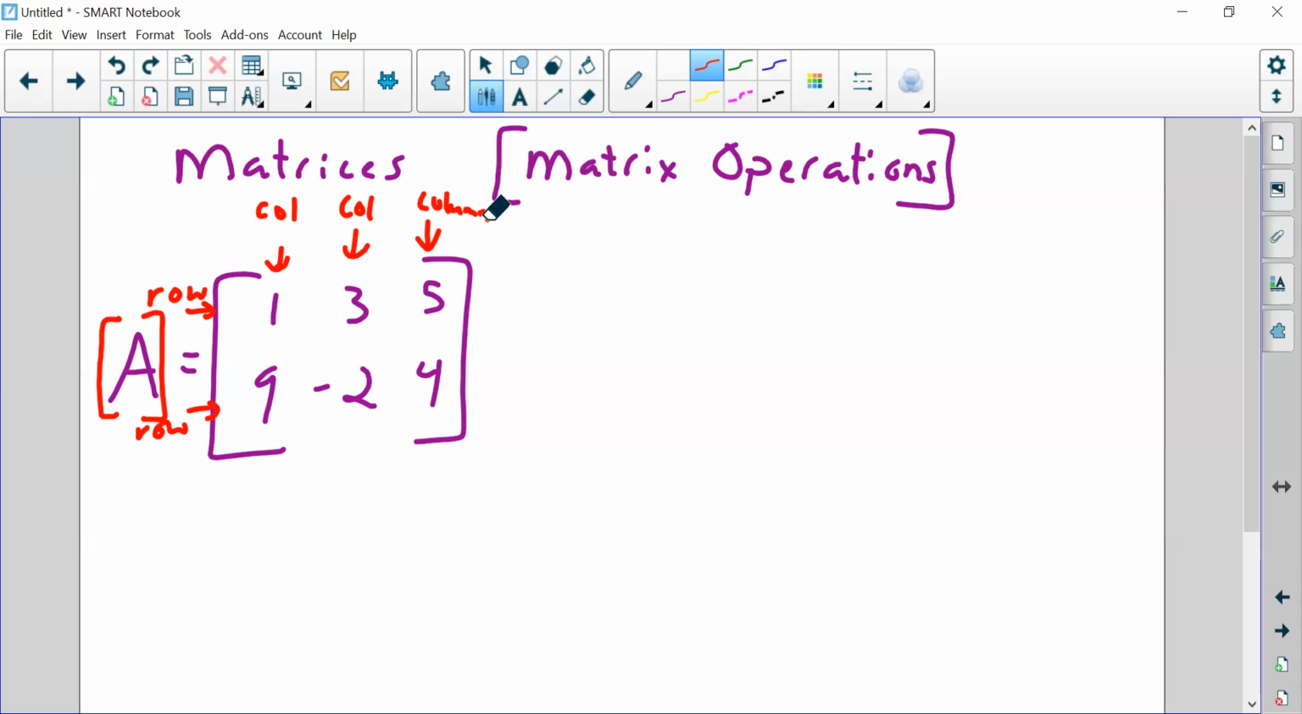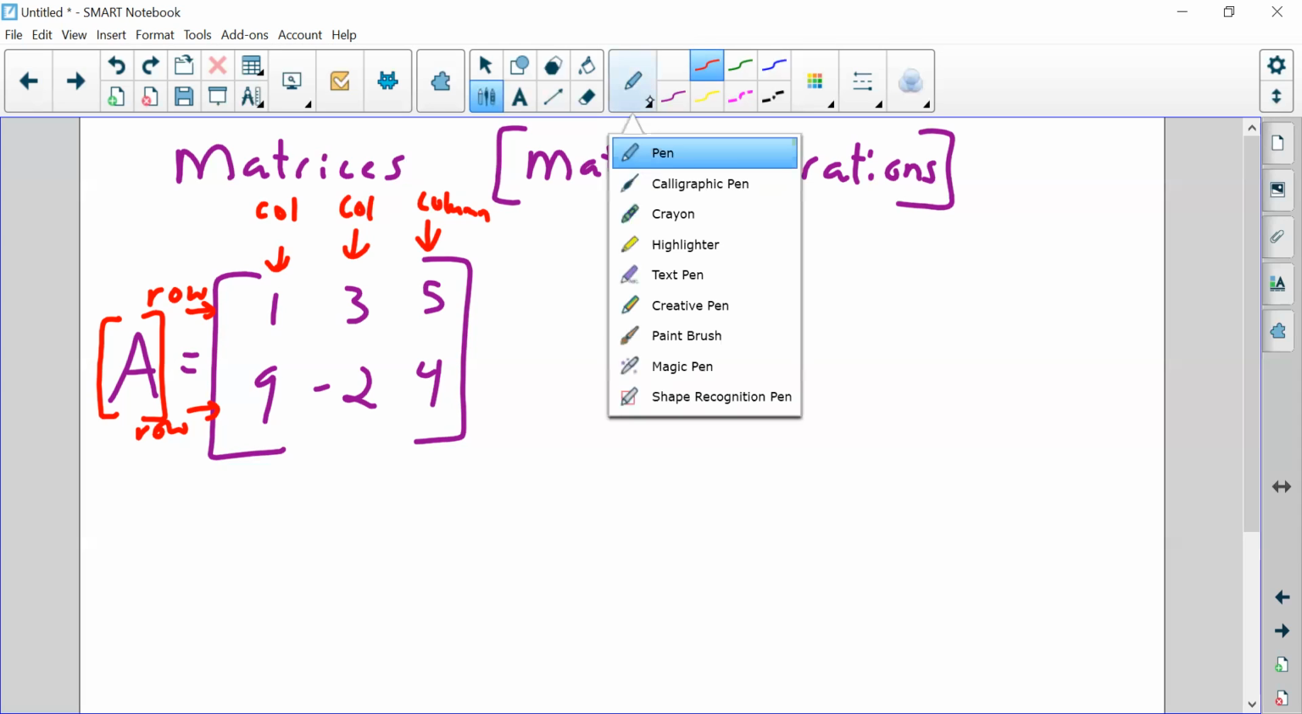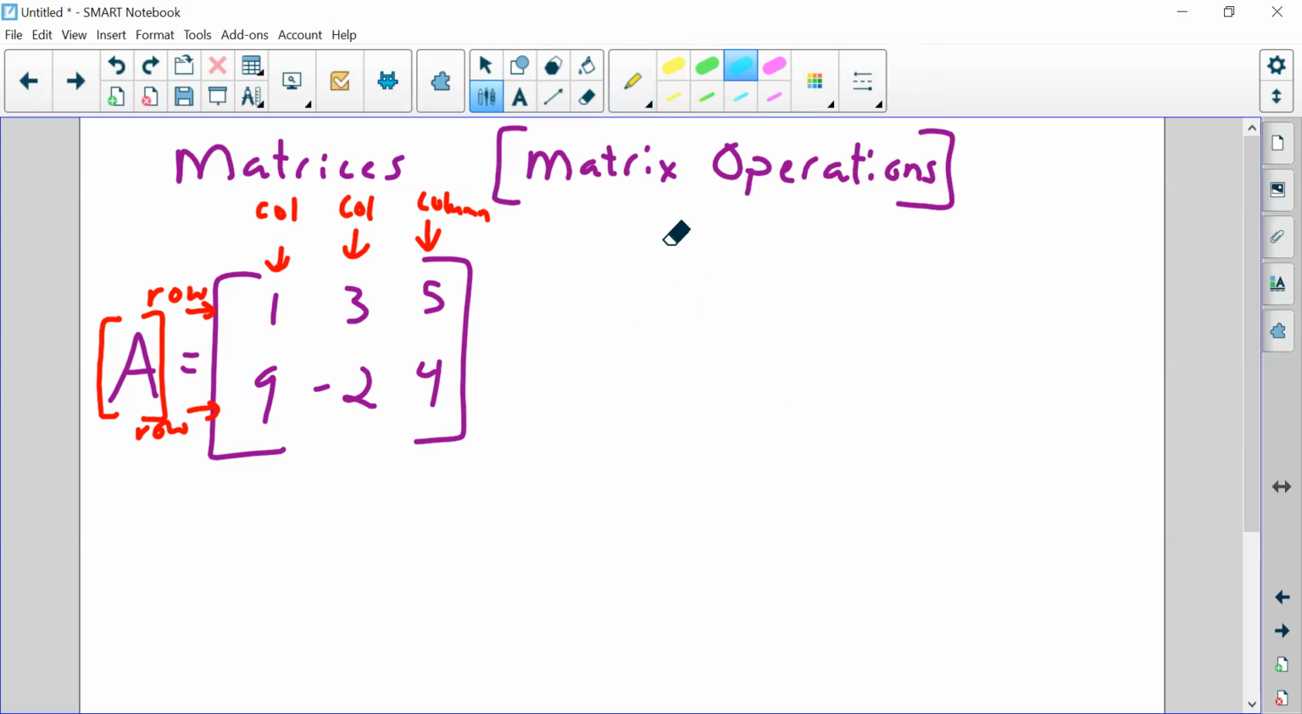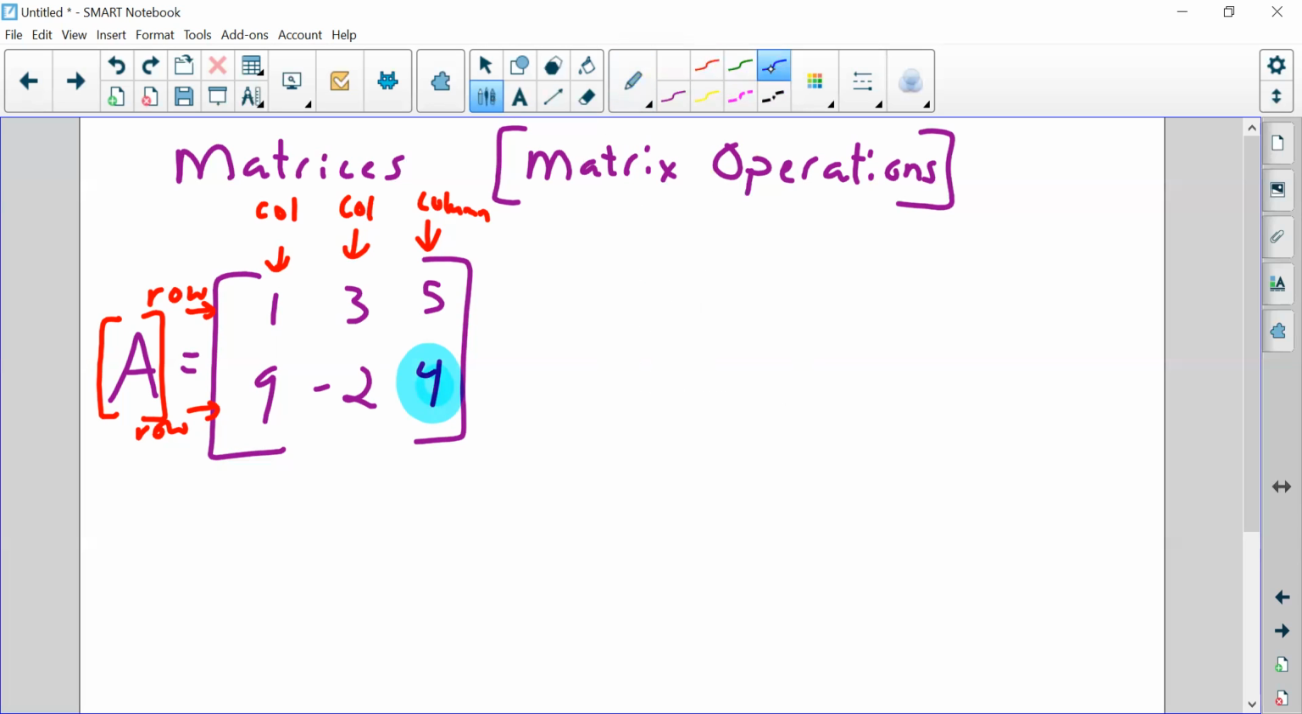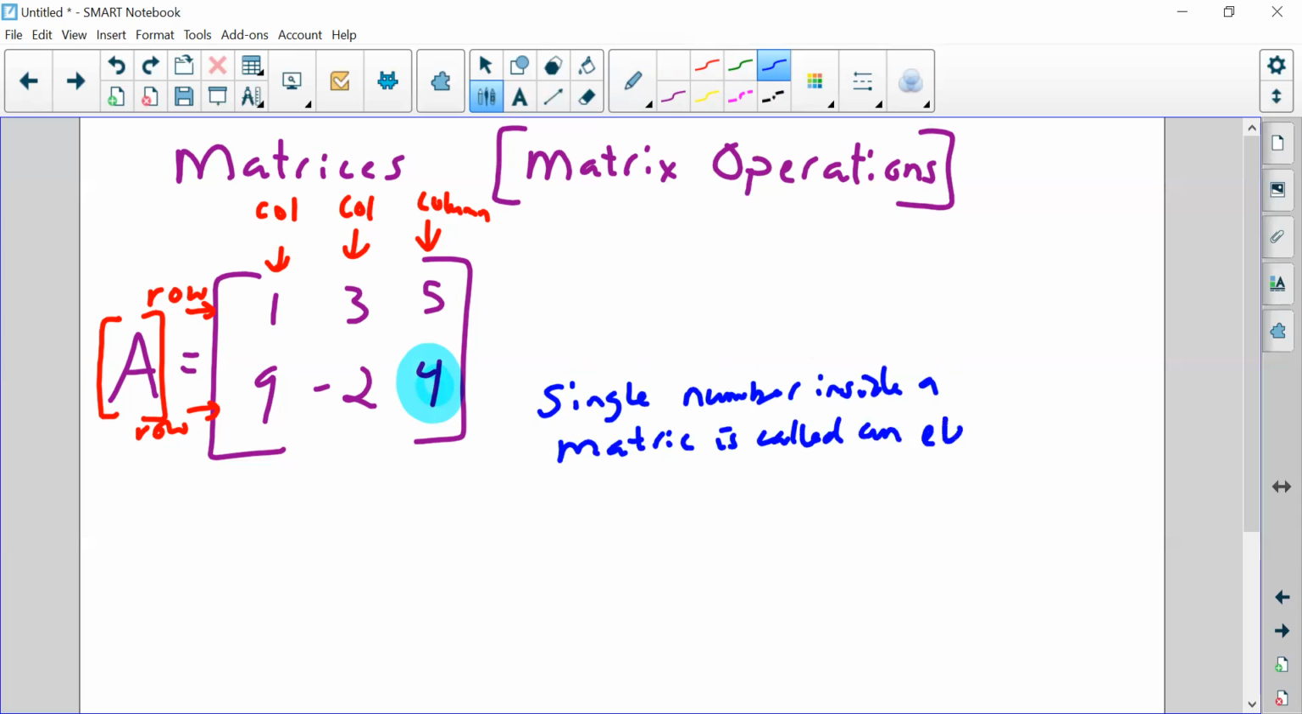Okay. Now, a single entry in a matrix, if I'm looking at this number here, this is called an element. So a single number inside a matrix is called an element.